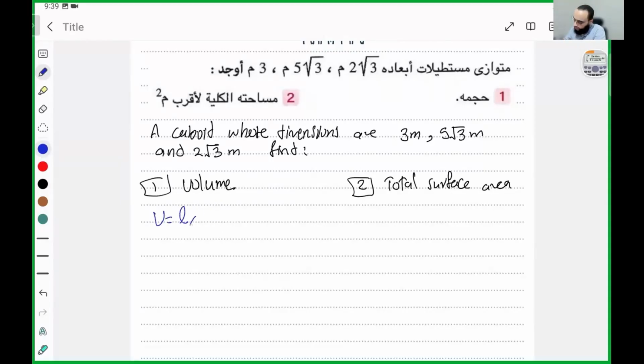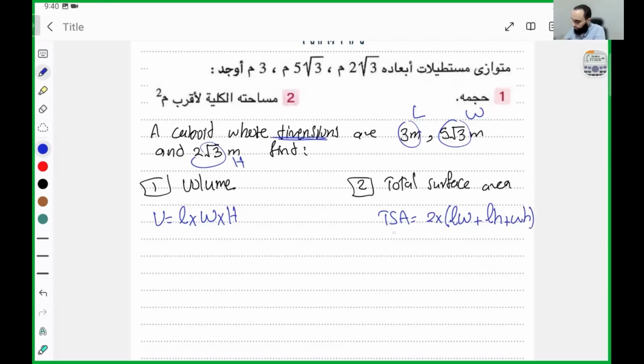Volume was length times width times height. Right. Length, width, and height. These are the dimensions. What about the total area? You know, we started before. 2 times length, width, plus length, height, plus width, height. Right. Multiply together, all of them.